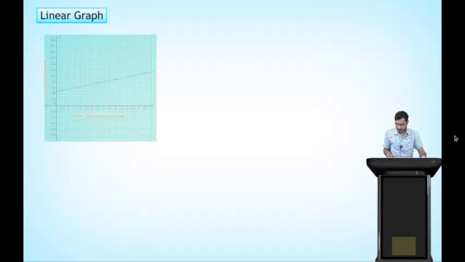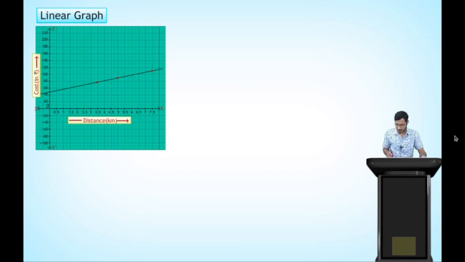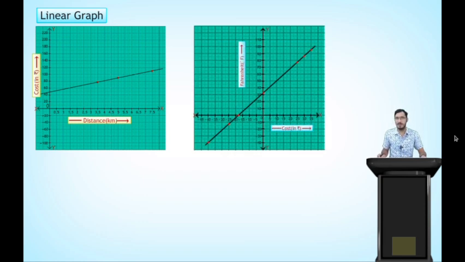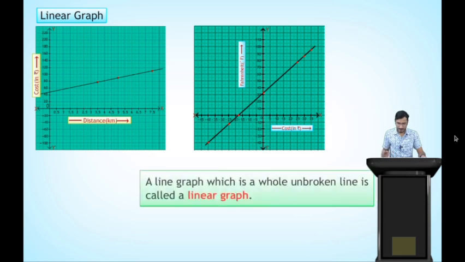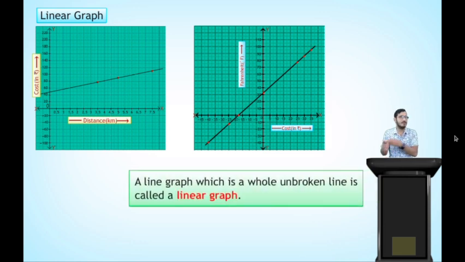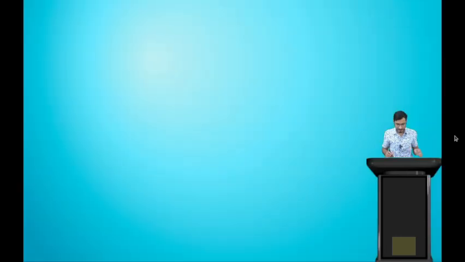Okay, now linear graph. So what is a linear graph? Yes, you can see the straight line on the graph paper. It's a straight line, and a straight line means linear. So a line graph which is a whole unbroken line is called a linear graph. You can see both examples here. Both are straight, unbroken lines. So a line graph which is a whole unbroken line is called a linear graph here.